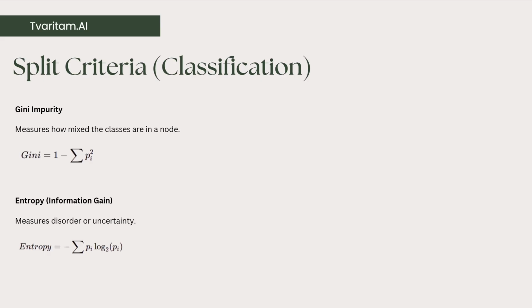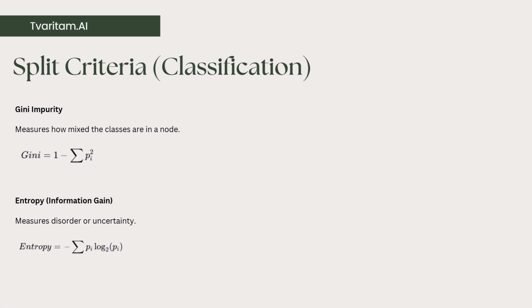In Gini impurity, the idea is that if we randomly pick a data point here, how likely are we to classify it incorrectly? Higher Gini means more mixed classes, indicating a worse node, while a lower Gini means more pure classes, indicating a better node. So the tree chooses the split that reduces Gini impurity the most.